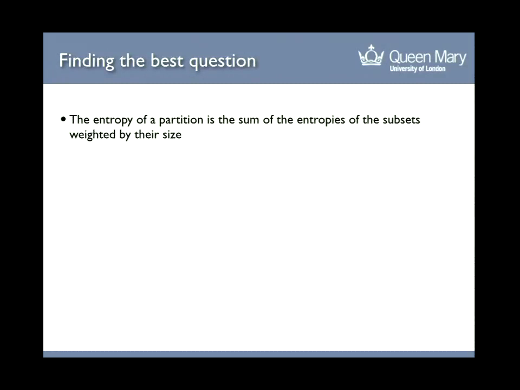What we want is to get reasonably similar size subsets, of course it depends on how many yeses and noes you have, or how many of each class you have. But ideally, you want to get all of the yeses on one side, all of the noes on the other side, as much as possible. So, we say the entropy of a partition is the sum of the entropies weighted by their size.